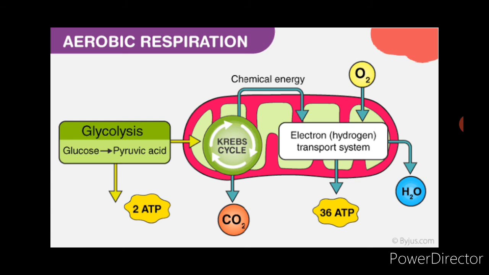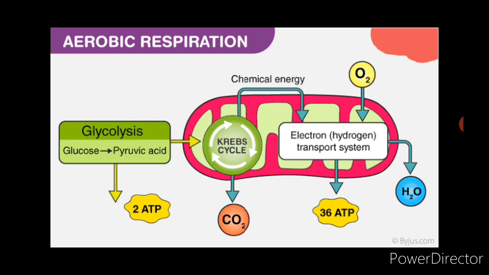Now where exactly does it take place? It takes place in the cytoplasm. In the cell we have cytoplasm, isn't it? So this is where the glycolysis takes place. And the first stage, glycolysis, is common for both aerobic respiration and anaerobic respiration. In both types of respiration, the first step is glycolysis.